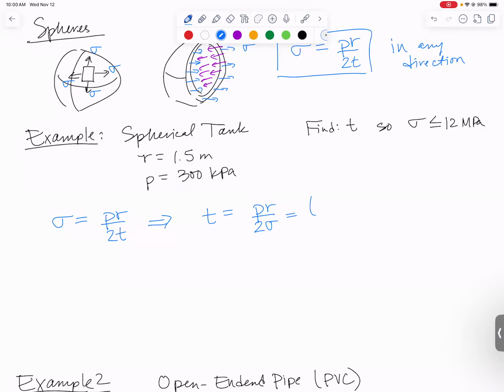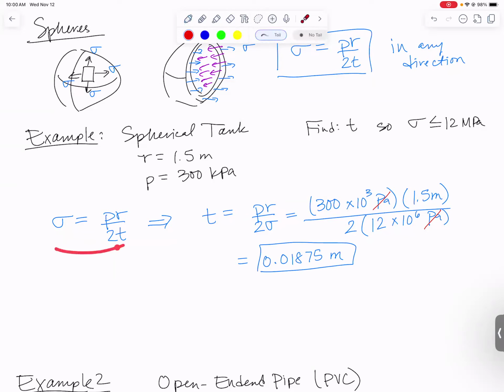Plug in some numbers. We have 300 kilopascals. Let's make that times 10 to the third pascals. Our radius is 1.5 meters. 2 goes on the bottom, and our stress, we want it to be 12 megapascals. That's 12 times 10 to the sixth pascals. Now we can cancel the pascals, and our answer will be in meters. We get that the thickness needs to be 0.01875 meters.